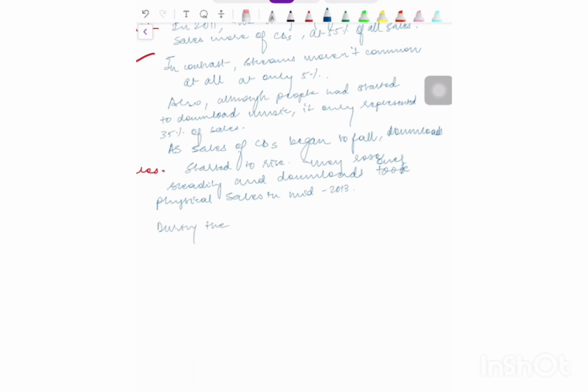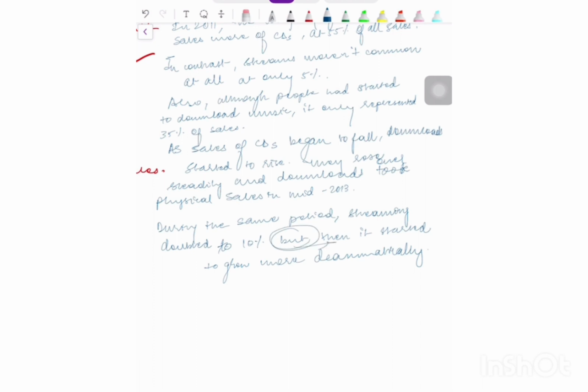During the same period, streaming doubled to 10%, but then it started to grow more dramatically. Now for the word but used here, you can also use a synonym: even though it doubled to 10%, however it then started to grow more dramatically.